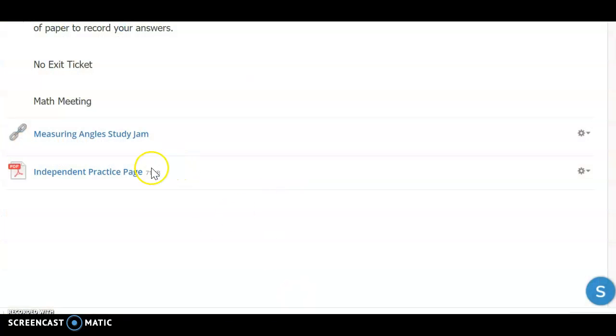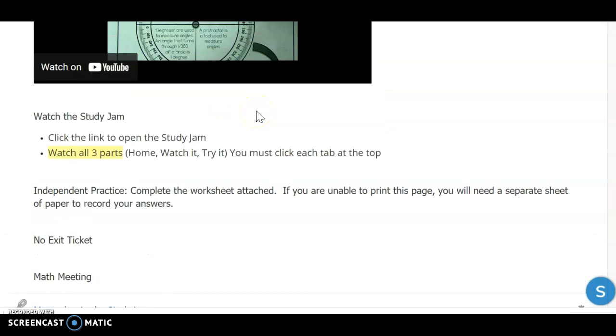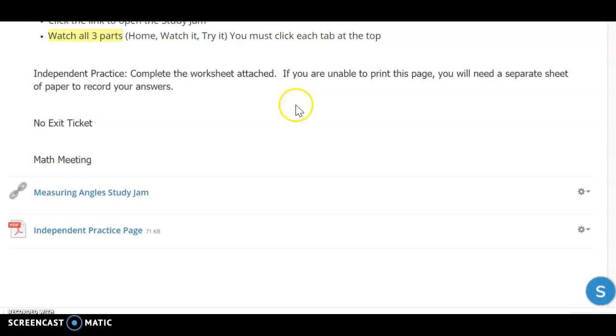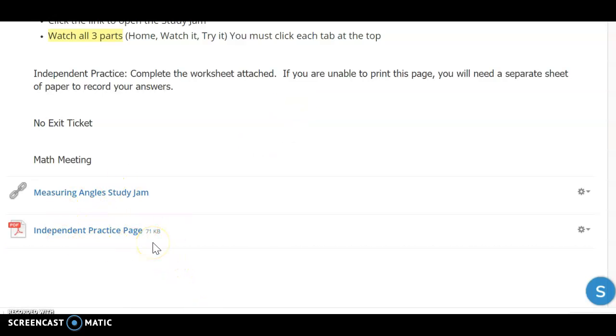You're going to walk through that, and you have to click up at the top where it says home, and then go through all of those steps with Mia measuring her angle. Then you're going to click watch it, then click try it and try 2 examples on your own. After that, you do have some independent practice. It's this worksheet. There are a few problems just to practice reading a protractor.